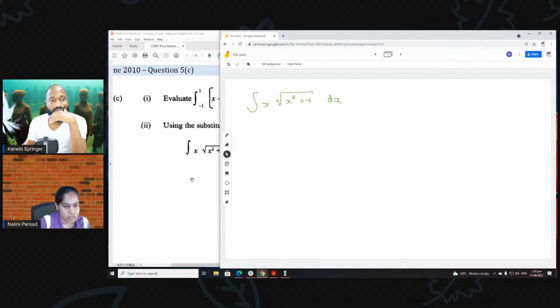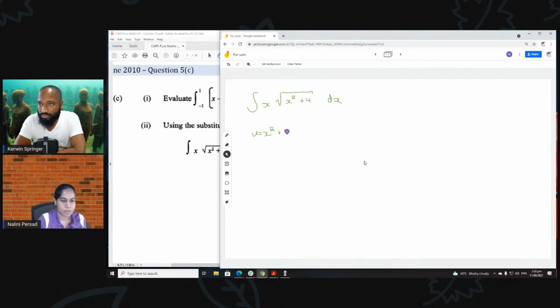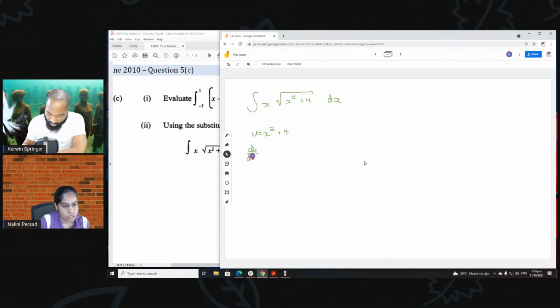So u equals x squared plus 4. We find the differential of u with respect to x, so that's du dx. We differentiate one time. x squared, bring down the power, subtract 1 from the power, so that will give you 2x, and constants go away. Then 2x multiplied by dx is equal to du. Making dx the subject, you divide throughout by 2x, so dx is equal to du divided by 2x.